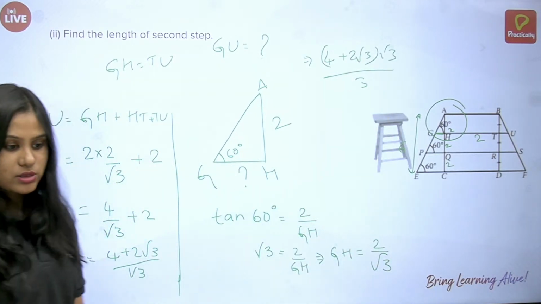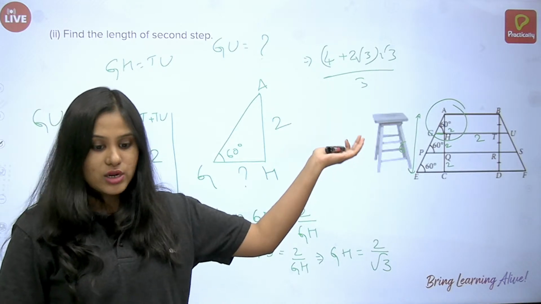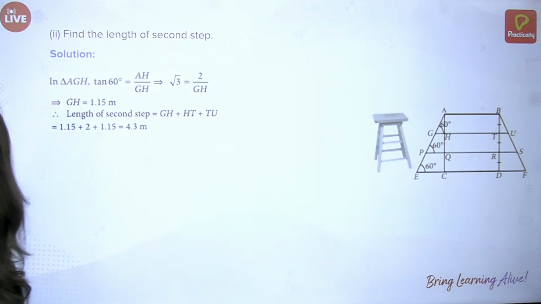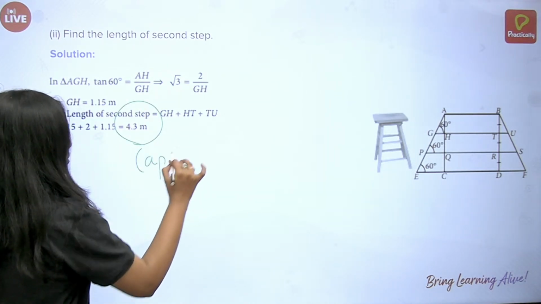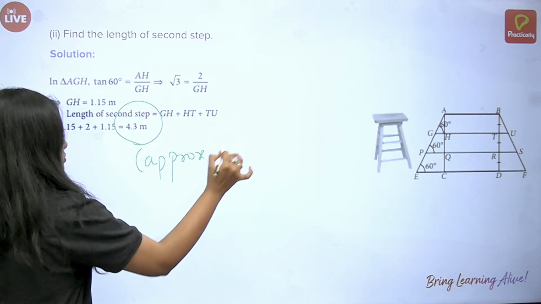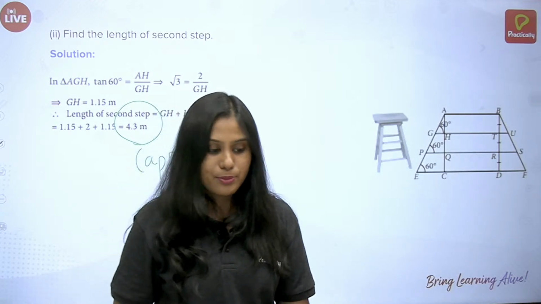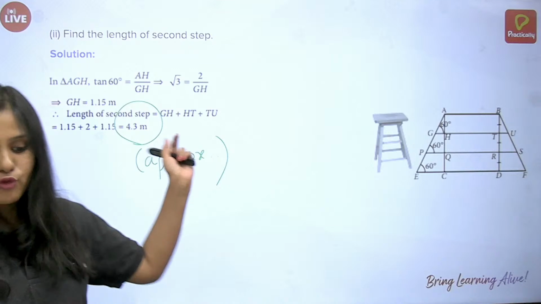Come on, please, you can do it from here, right? You have to just apply the value of root 3 equals 1.73 and get the answer. So it will be 4.3 meters, again approx, not exact. This is approx only because the root 3 value is only approximate. So yeah, just check if you got 4.3 meters.